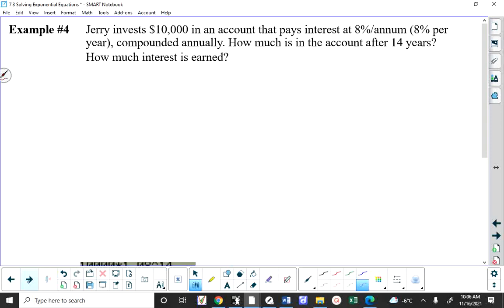What does that mean? It means that in Jerry's case, if he invests the money, say, on January 1st, that $10,000 will sit in that account all year, and then at the end of the year, they add on 8%. Okay? And then that new total sits in that account for the whole second year, and at the end of the second year, they add on 8% of that. How much is in the account after 14 years? Well, we're using y equals a times b to the t over p.